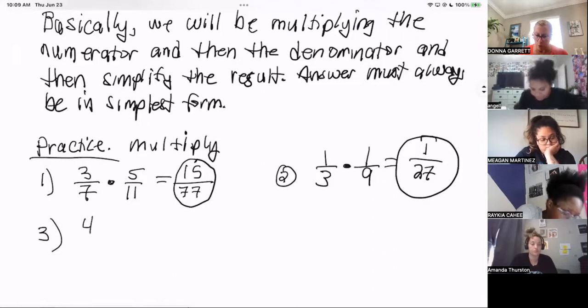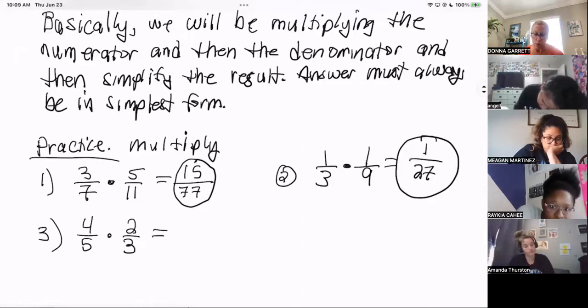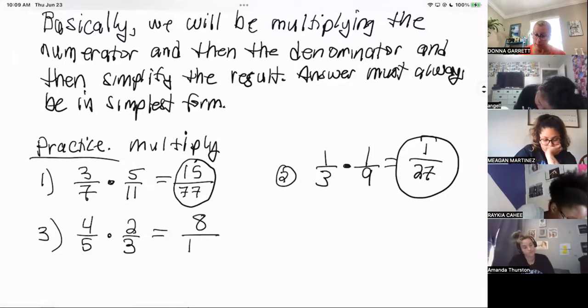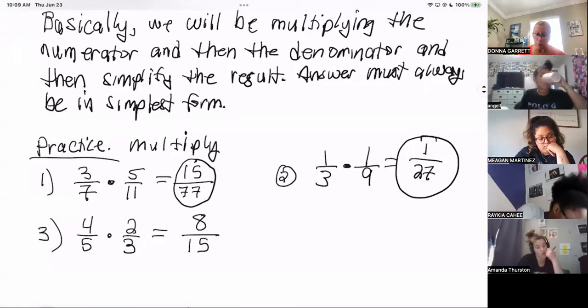Three, 4/5 times 2/3. I'm going to multiply my numerator and then multiply my denominator. So 4 times 2 is 8. 5 times 3 is 15. Can I divide by anything? They're both not even. I can't divide 8 by 3 or 5. So nope. Done.